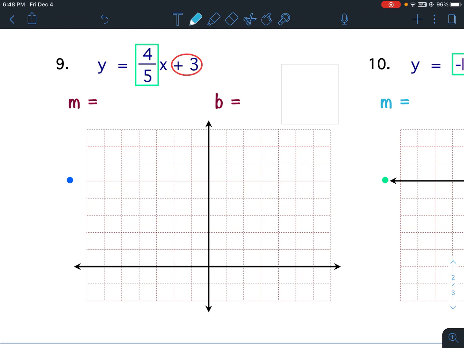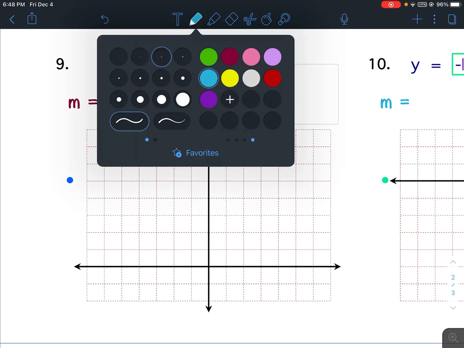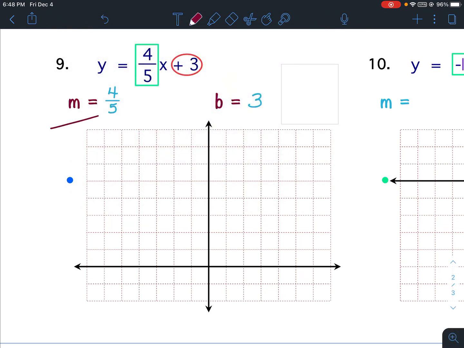So in this case, my slope is 4/5 because it is the coefficient of x. My y-intercept is 3, the number after x. I want you to notice that this is a positive slope, so your graph will go up. And we're going to start here on the y-axis. It's the y-intercept, so that's where you start on the y-axis.